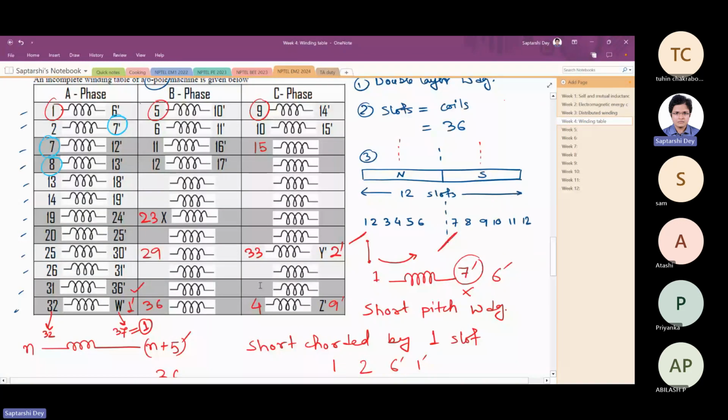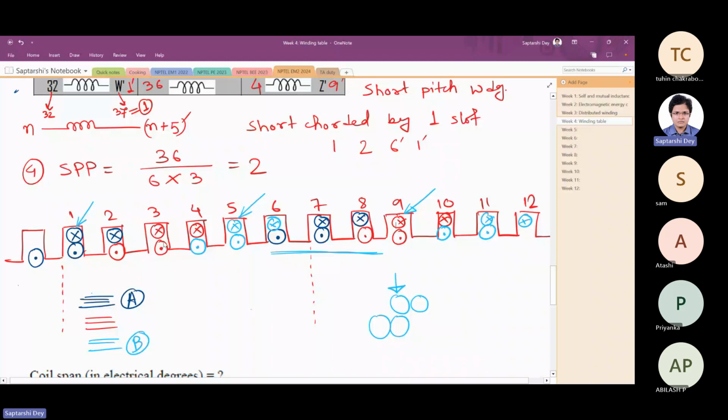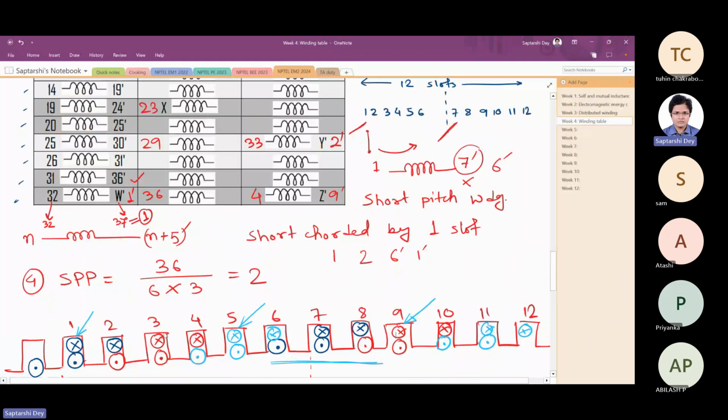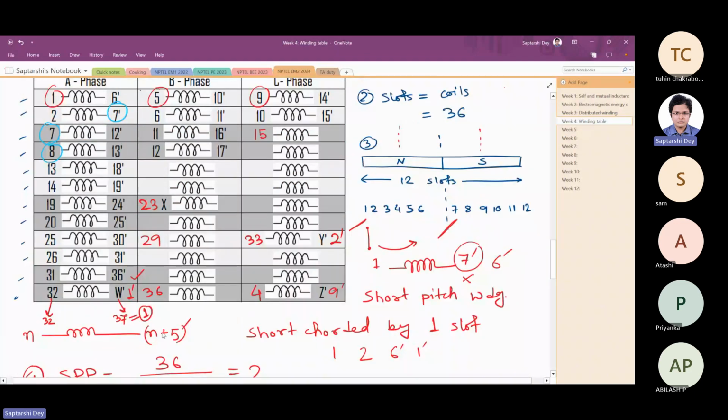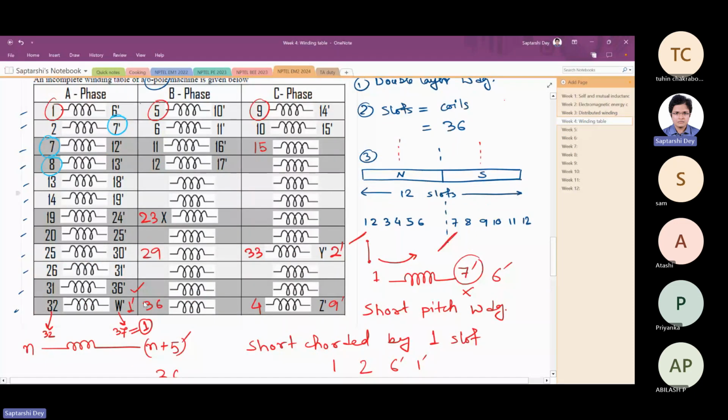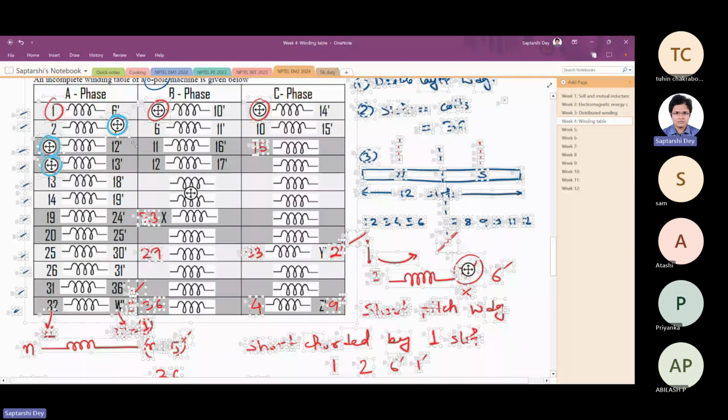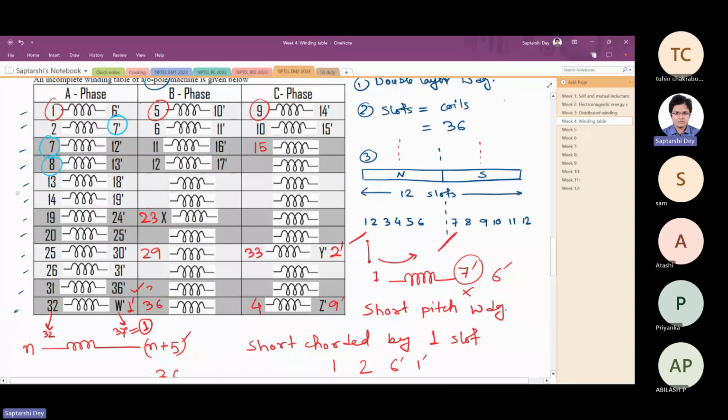There should be a 3 somewhere. If there is a 3, let us find out where it is in this winding table. 3 means 39, 35, 31, 31. This one. So 31, 35, 3. So it's all about how you make the table.